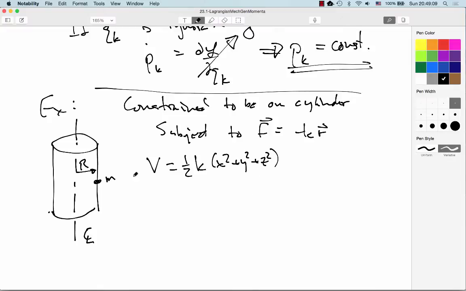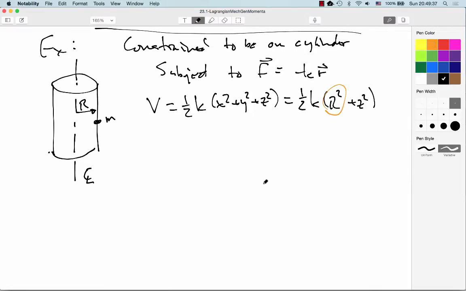Well, our x squared plus y squared here, due to the force of constraint, will always be equal to r squared. Now, I'm going to be lazy and not bother, but if you wanted to, you could make that r squared go away just by changing the zero-point energy of your potential energy function. It doesn't matter when you take the partial derivative, it's going to go away anyway.